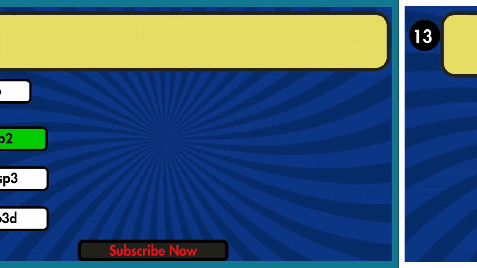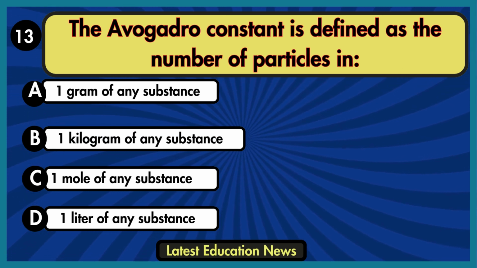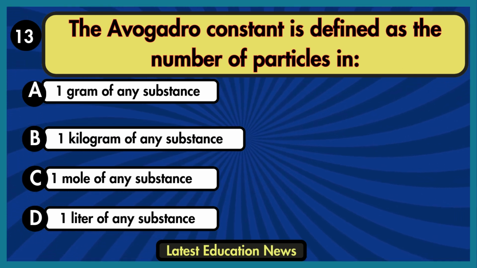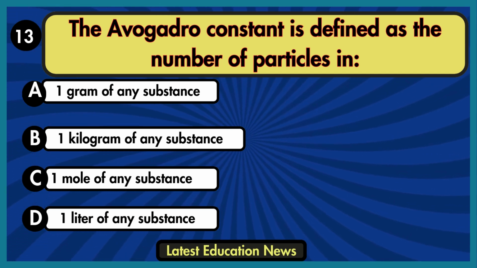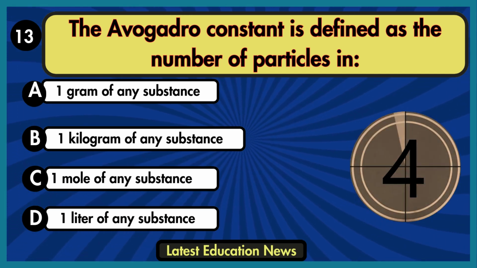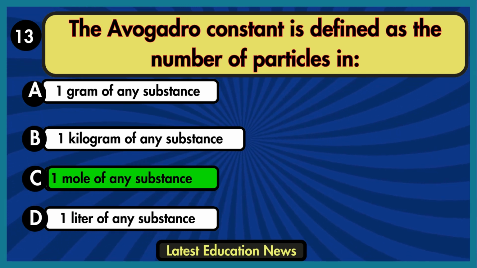sp2. The Avogadro constant is defined as the number of particles in: A. 1 gram of any substance, B. 1 kilogram of any substance, C. 1 mole of any substance, D. 1 liter of any substance. The correct answer is option C, 1 mole of any substance.